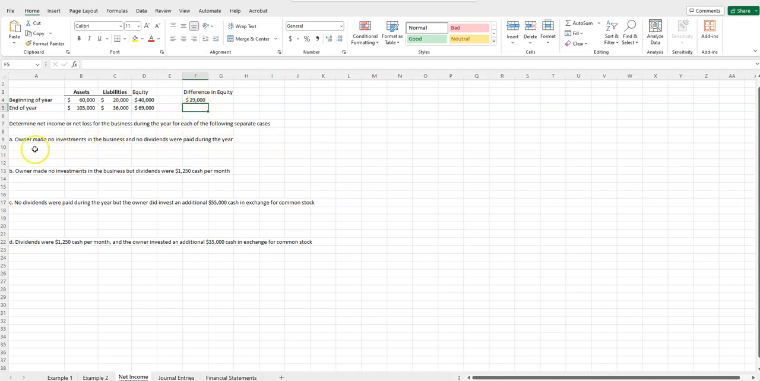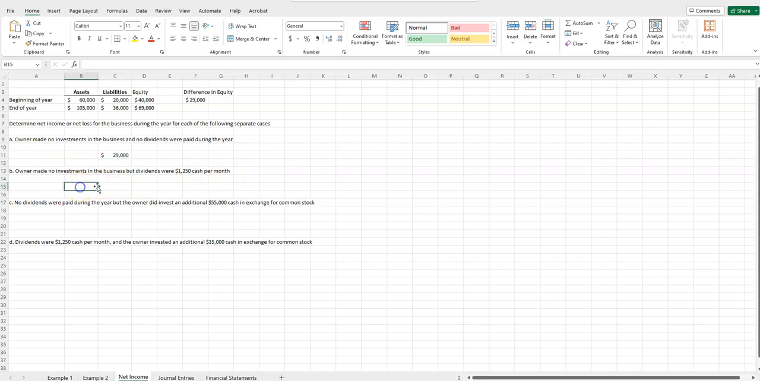Okay, so in situation A, the owner made no investments in the business and no dividends were paid during the year. This means that the only change in the equity account was from net income. So in that case, the net income under situation 1 is $29,000. Now, the owner made no investments in the business, but dividends were $1,250 cash per month. So read that, per month. Not that we paid dividends one time for $1,250 cash.